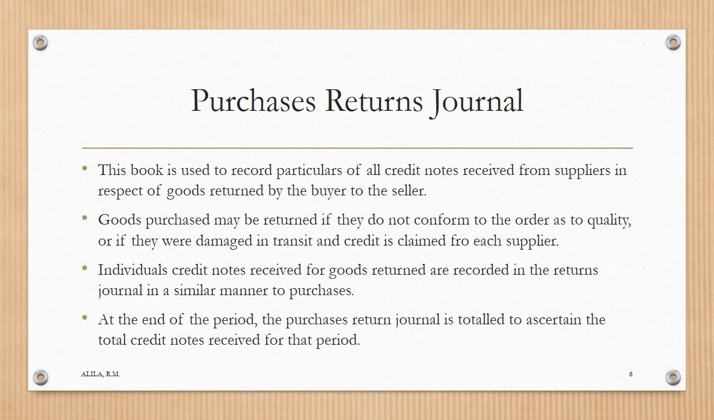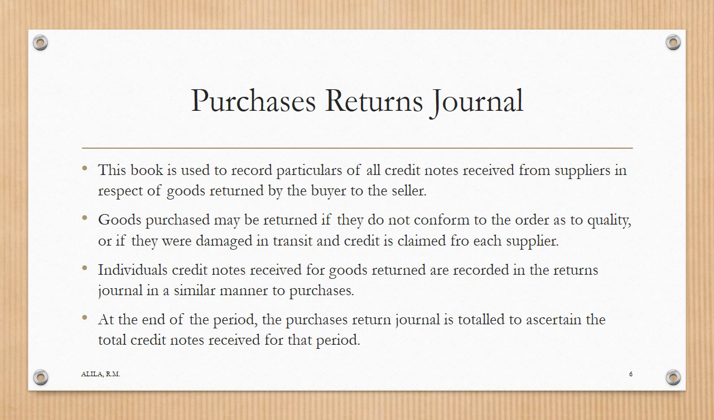The other journal among the special goods journals is the Purchases Return Journal. This book is used to record particulars of all credit notes received from suppliers in respect of goods returned by the buyer to the seller. Goods purchased may be returned if they do not conform to the order as to quantity, or if they were damaged in transit, and credit is claimed from each supplier.